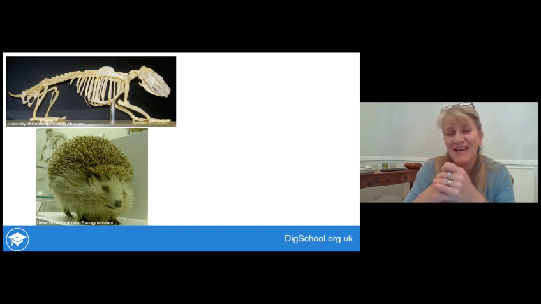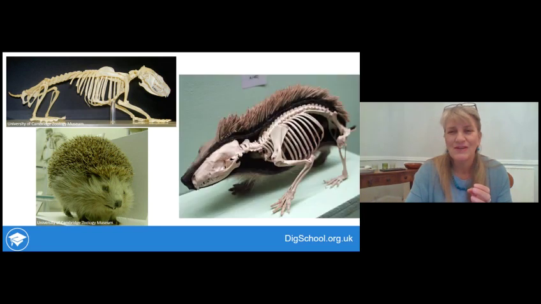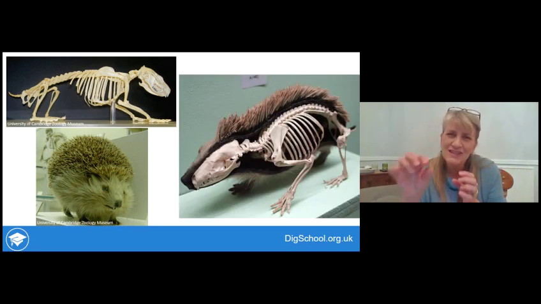It seems really difficult to believe when you look at a hedgehog, and that example from the Museum in Cambridge you can see there, and you look at the skeleton, because they look such different shapes. You can see the two together. You can start to see a little bit about how that works.